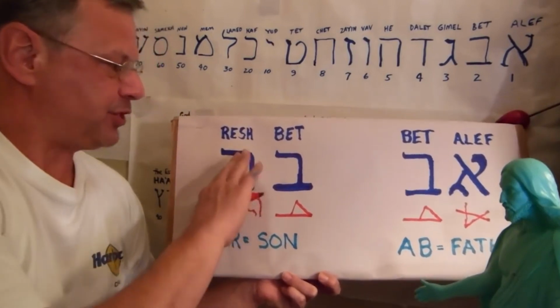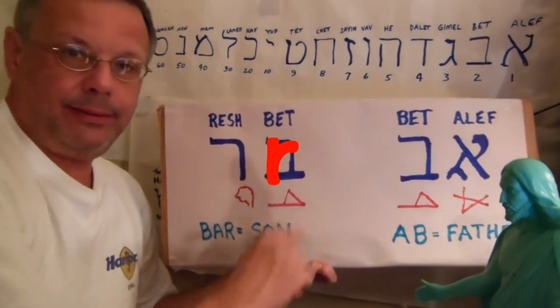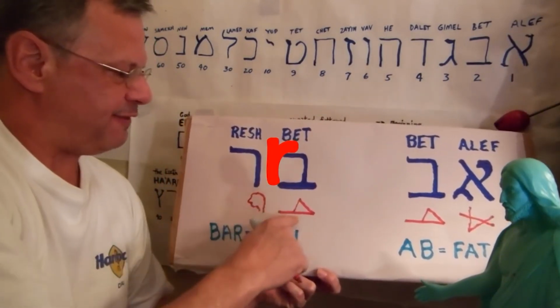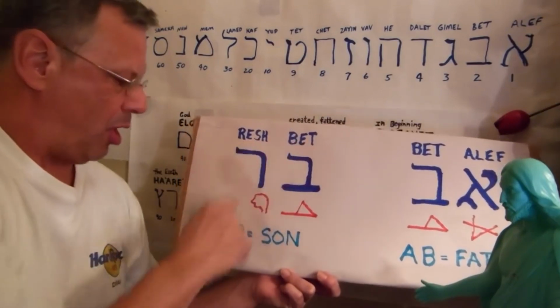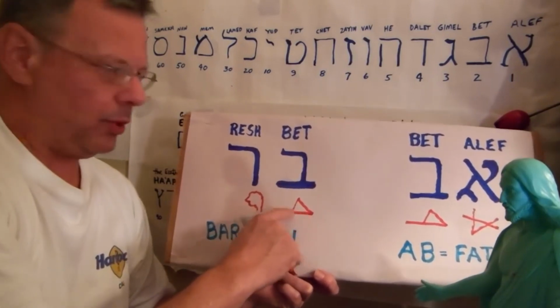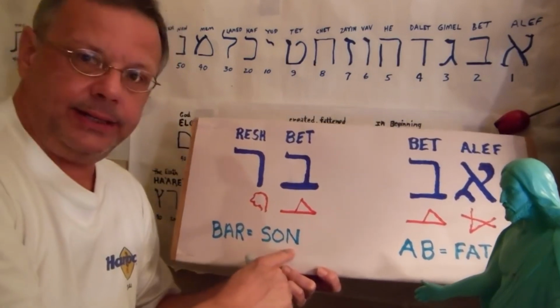If you turn a Resh around and read it this way, it would be our letter R. So now here you have Beit Resh. You sound it out, bar. And what is it? It's the head of the tent. Well, who's the head of the tent? Well, in God's thinking, it's the Son.